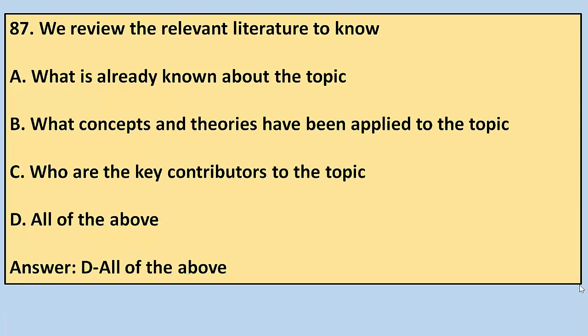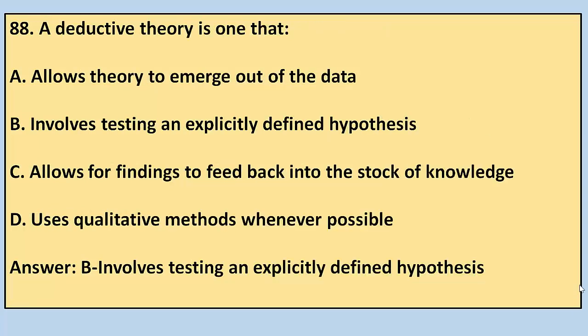We review the relevant literature to know: A. What is already known about the topic. B. What concepts and theories have been applied to the topic. C. Who are the key contributors to the topic. D. All of the above. Answer is D. All of the above.